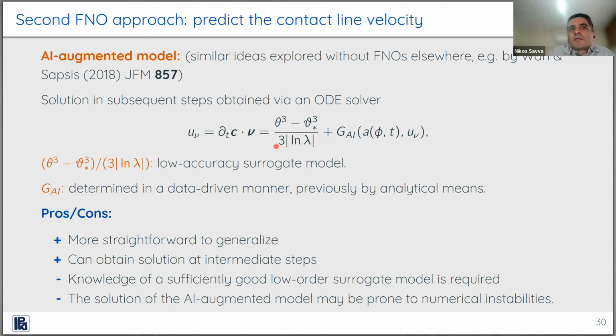So the pros and cons: it is more straightforward to generalize because you see that the theta star is already taken into account by the surrogate model, the low order model. We can also obtain the solution at intermediate steps. That's another plus. But on the minus side, we need to have knowledge of such a model in order to hope to be able to do something with it. And the solution of the AI augmented model may be prone to numerical instabilities. So some non-smooth results given by the AI part may actually give rise to instabilities in your solution.